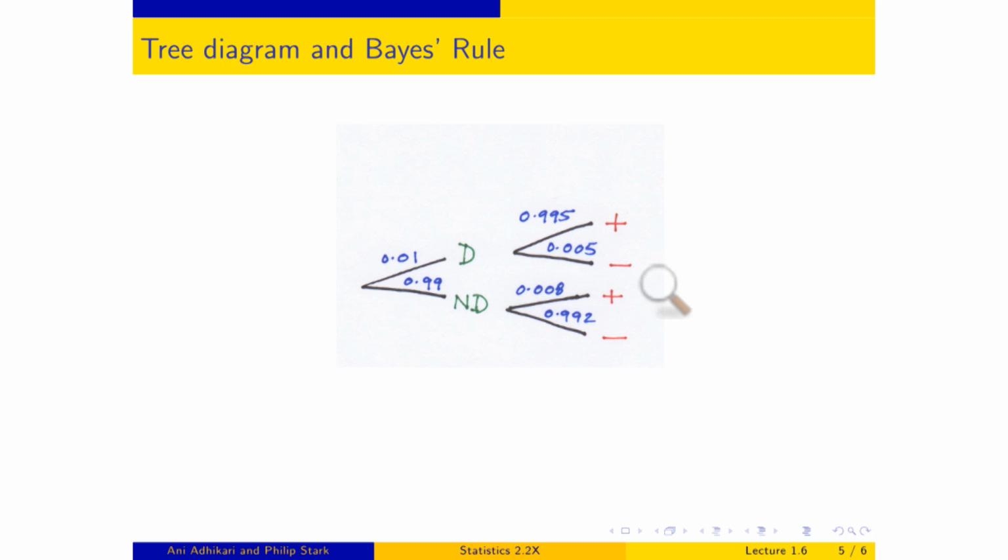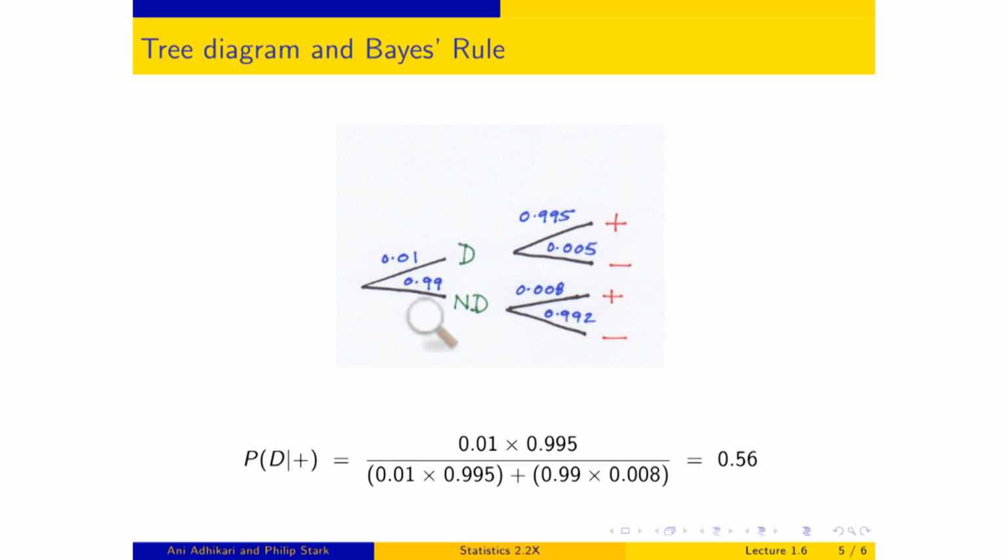Well, you know how to do that. The chance that they're in the top branch, given that they're in one of the two plus branches, is, well, the denominator is the total chance of the plus branches. So 0.01 times 0.995, that's the chance of the top one, and then 0.99 times 0.008, that's the chance of the bottom one. And you want the chance of the top one relative to all that. And once you've done all the calculation, you have 0.56. And that is simply an application of Bayes' rule to this situation. So as a calculation, it's easy enough to do.